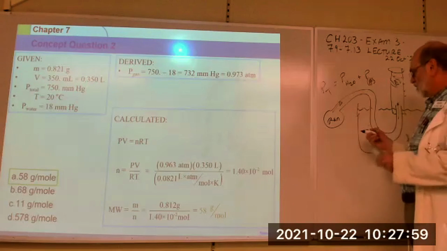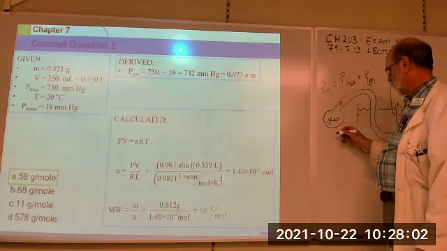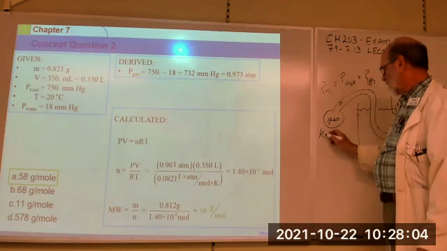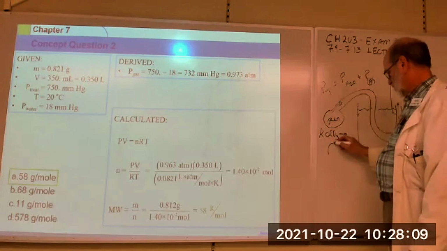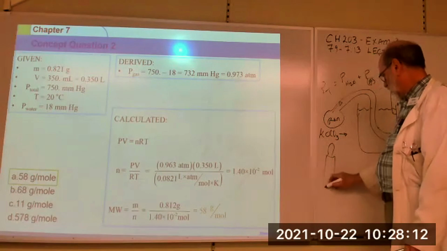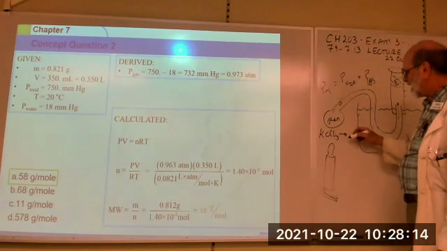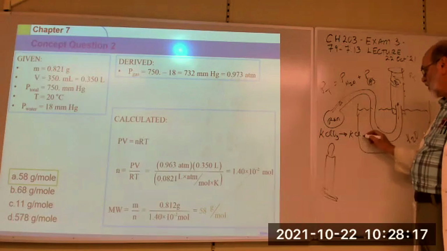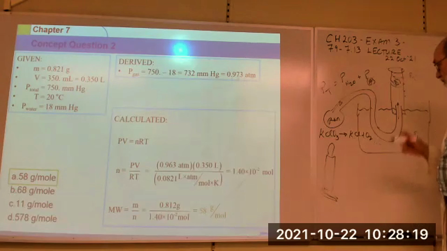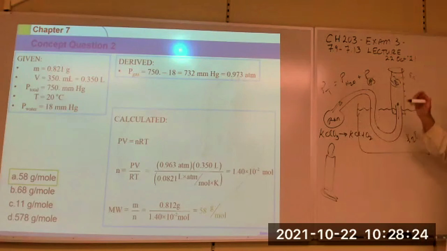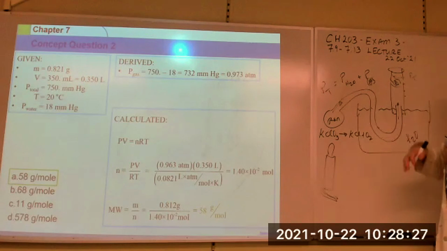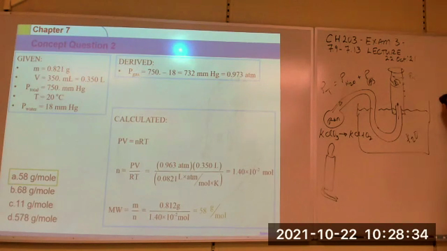A good reaction to undergo here is potassium chlorate. Just heat it up with a Bunsen burner, and it'll convert to potassium chloride plus oxygen. That's not balanced, but it'll produce oxygen over here, and we can collect it and do this whole experiment ourselves. But I'm not going to make you do that. We're going to do Boyle's law today.